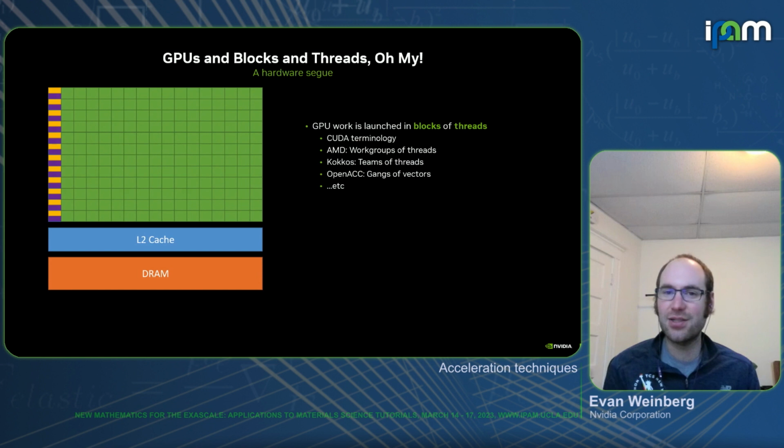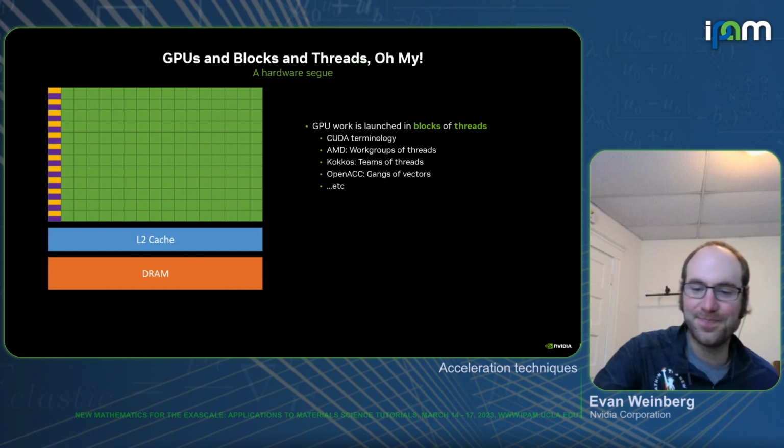Again, this is CUDA-specific terminology. On AMD for HIP, it's work groups of threads. Kokkos, which is a performance portability framework used for GPU offloading and LAMMPS and a bunch of other things, calls it teams of threads. OpenACC, which is a pragma-based way to offload to GPUs, which I'll talk about later, calls it gangs of vectors. I wish we could have, in 2000 or something, gotten everyone from the past, present, and future to come together and agree on a set of terms, but that would be too nice.